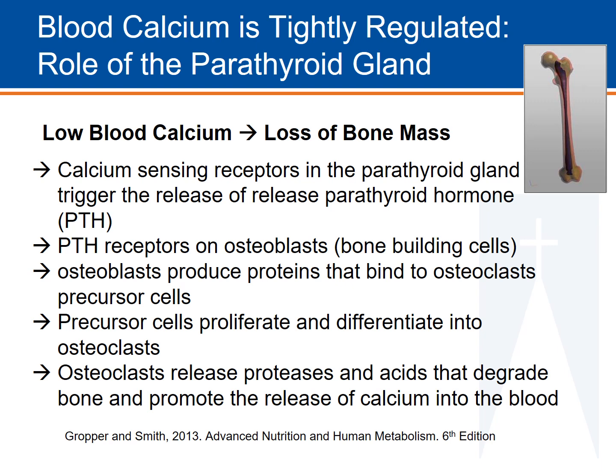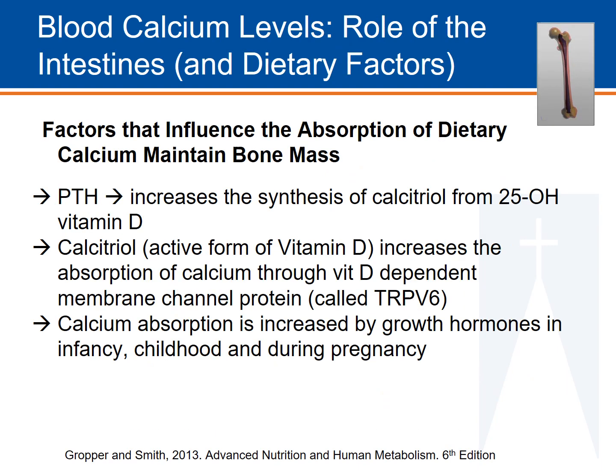So the triggering mechanism goes from parathyroid hormone triggering osteoblasts, which trigger osteoclasts to differentiate, and then osteoclasts release protease enzymes and acids that degrade bone and then release calcium into the blood. So there's a cascade from parathyroid hormone, osteoblasts, to osteoclasts, which then break down the bone and release calcium into the blood.